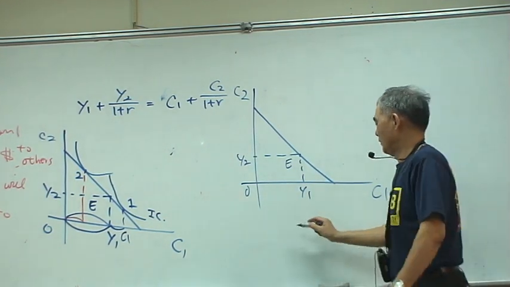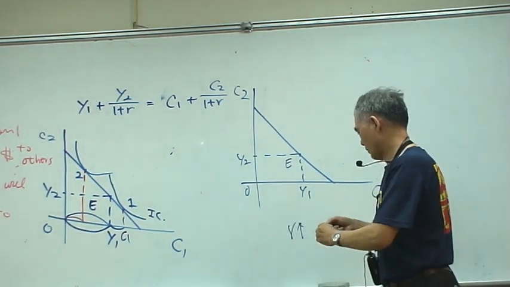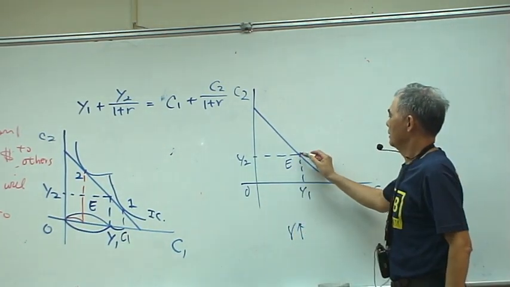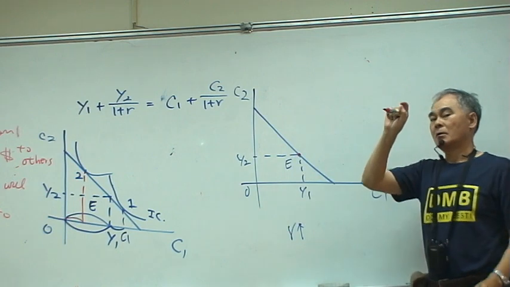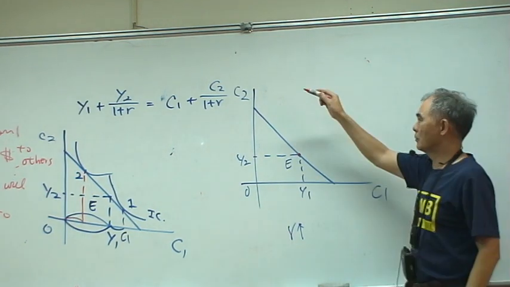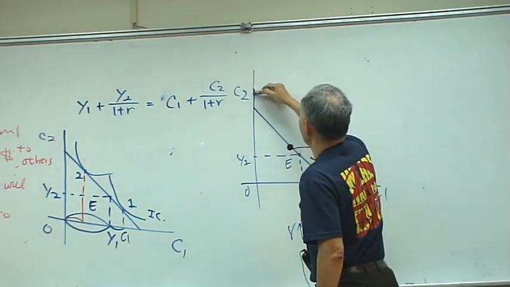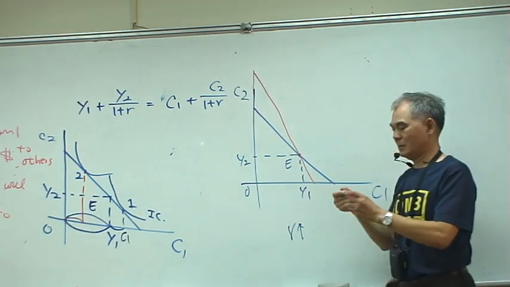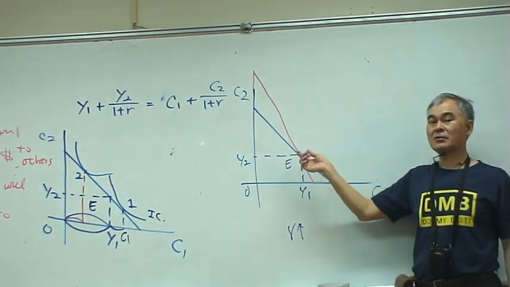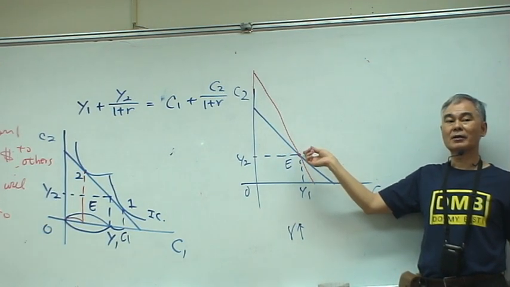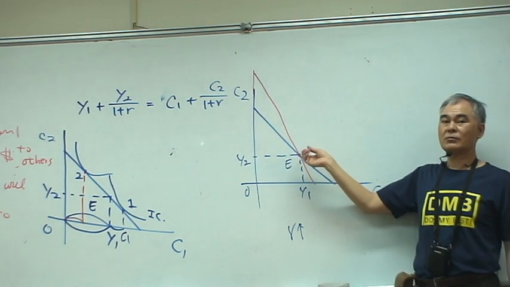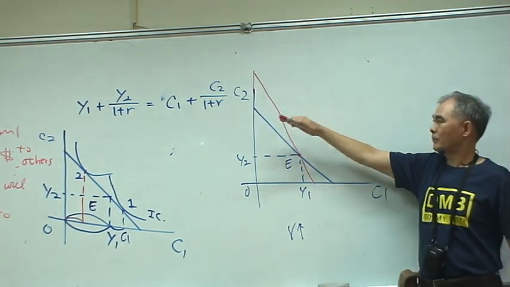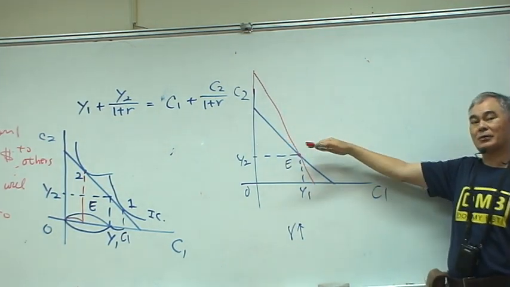But here, if the interest rate goes up, what happens? If the interest rate goes up, here will be like a pivoting point. You rotate it. Here is your income. You always go through this point. So if the interest rate goes up, the line becomes steeper, and if the interest rate goes down, it moves flatter.